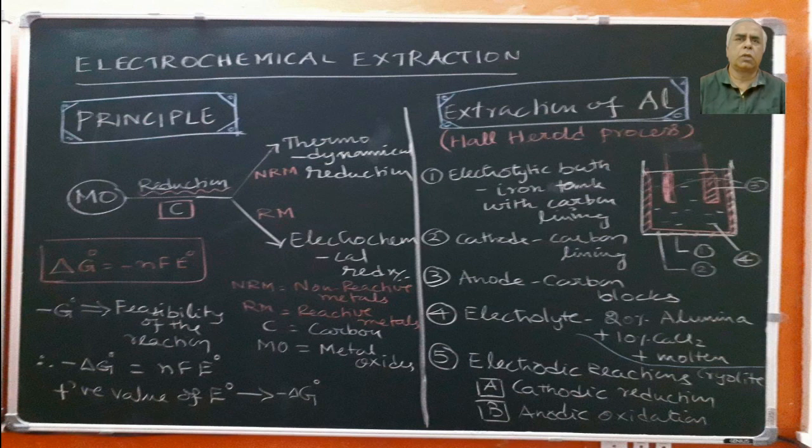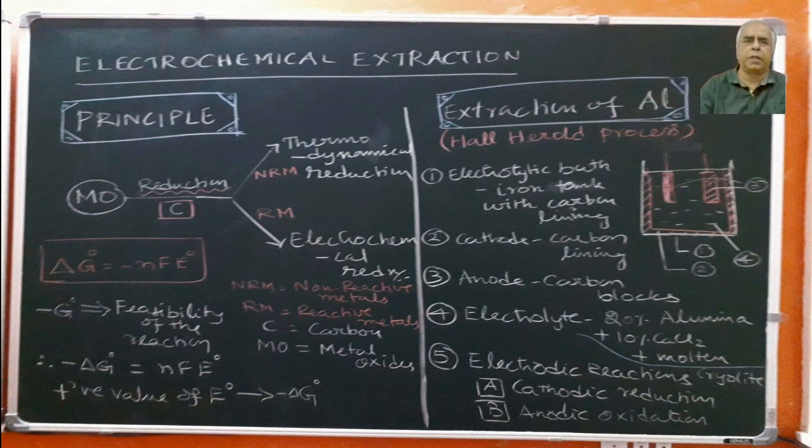And there are some metals which are non-reactive. Such metals can be metallurgically processed by using some reducing agent like carbon. Such a metallurgical process can be achieved by thermodynamic reduction. But in the case of reactive metals, we need to use the electrochemical reduction techniques. And before getting into the extraction of a particular metal, as in the case of aluminium, let us look into the principle.